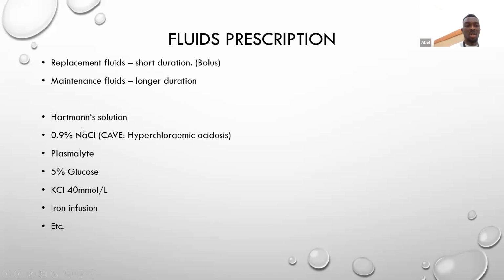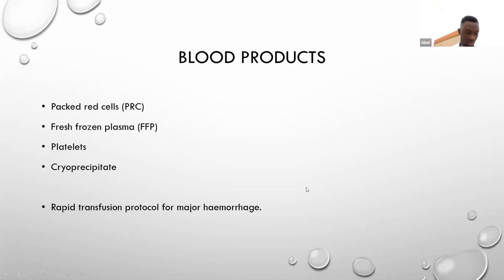The important thing to note about sodium chloride is that the patient can go into hyperchloremic acidosis because, again, sodium chloride solution has quite a significant amount of chloride that can be harmful to the patient if prescribed in enormous amounts, like 3 liters or 4 liters or something like that. Okay, just trying to make sure I don't talk too much and run out of time.